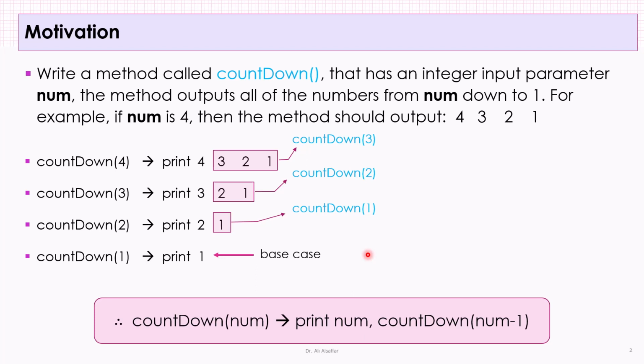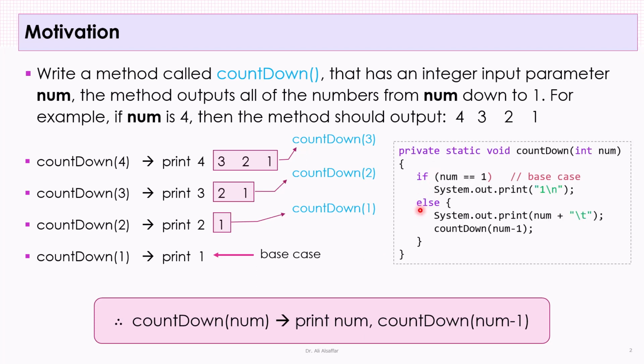So for the implementation of this method in Java, we write if and else statements. If the input parameter num is equal to 1, which is the base case, then it simply prints 1 followed by a new line. However, if num is not equal to 1, then we need to implement the recursive algorithm. First we print num followed by a tab. Then we call the method recursively with input parameter num minus 1, and this is what we are doing in the second line of the else statement. So we need curly braces, because we have to do two things under else: a print, and then we call the method recursively.